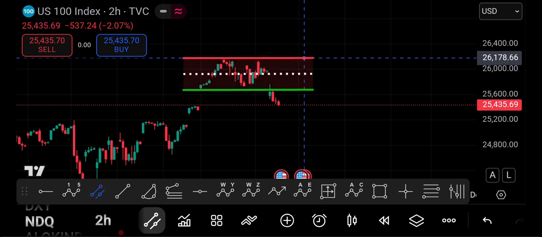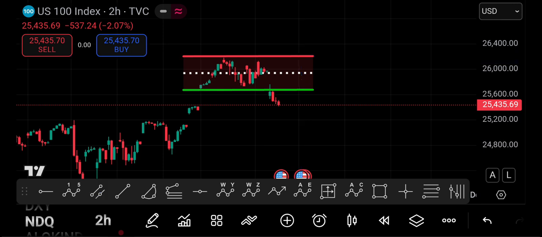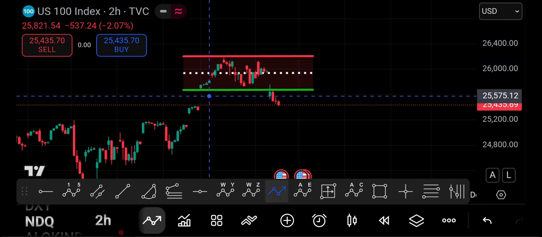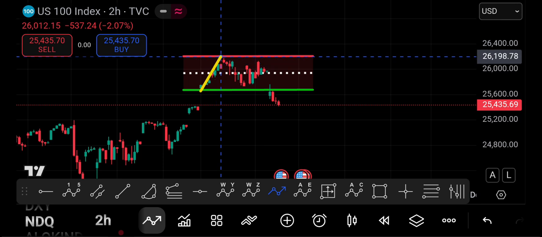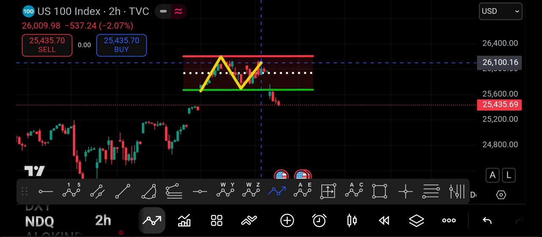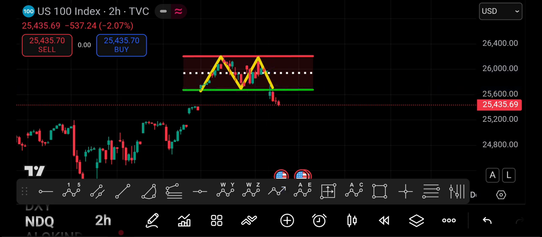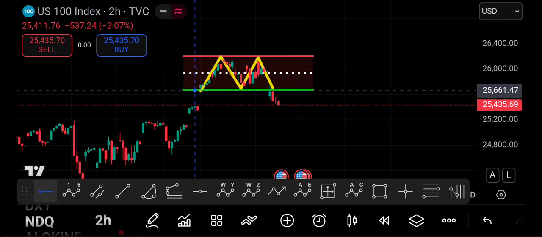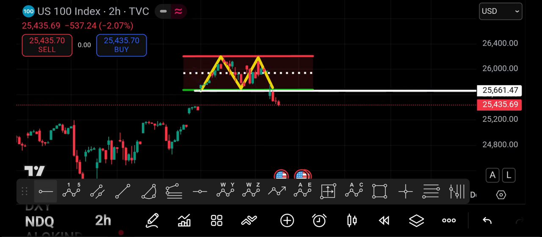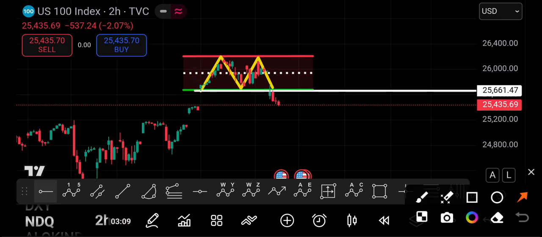This is the fourth negative structure. If you see over here, there is a double top pattern. If you take a closer look, you'll be able to see the M pattern. It's an M pattern, but as a technical term, we call it a double top. And the double top got broken down from the neckline. This white line is the neckline, which comes around 25,661, and it has broken down.